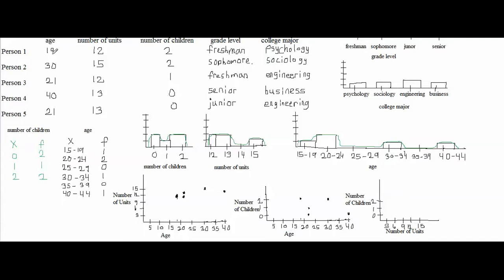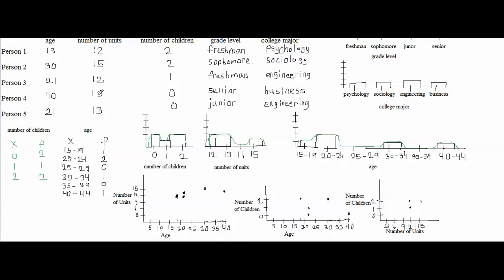So person 1 has 12 units and 2 children, which would make their dot right here. Person 2 has 15 units and 2 children. It would be right here. Person 3 is taking 12 units and has 1 child. It would be right here.